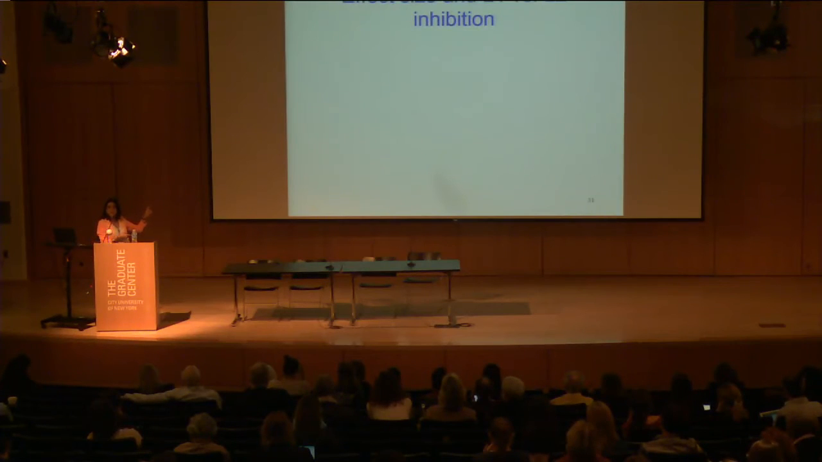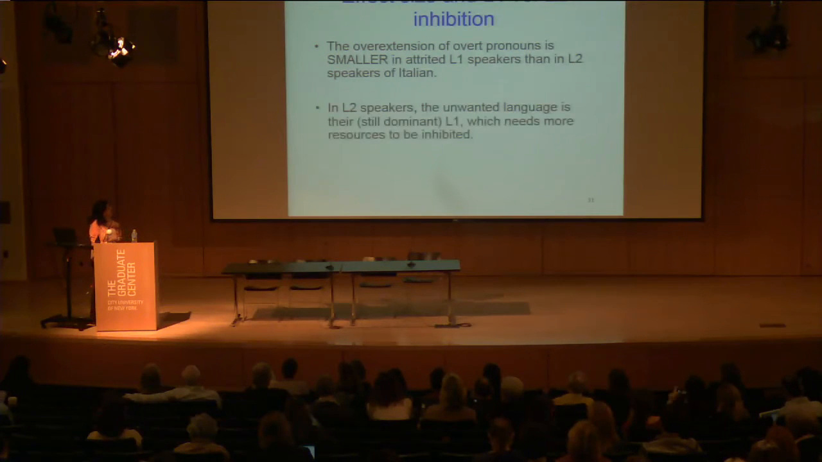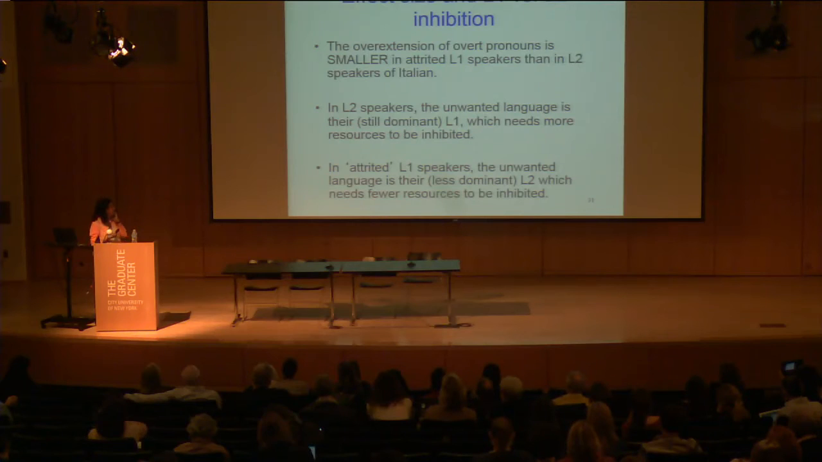There is an effect size difference. We've seen this before. Both second language speakers and attrited speakers do it, but to different extents. So could it be that the overextension of verb pronouns is smaller in attrited speakers like myself because you have to apply different levels of inhibition to the other language? If you're a second language speaker, the unwanted language, if you're speaking Italian, is your still dominant L1, which needs more resources to be inhibited, leaving fewer resources to do these operations. If you're an attrited speaker, the unwanted language is the less dominant L2, right? Which needs fewer resources to be inhibited, and so it might leave more resources available.